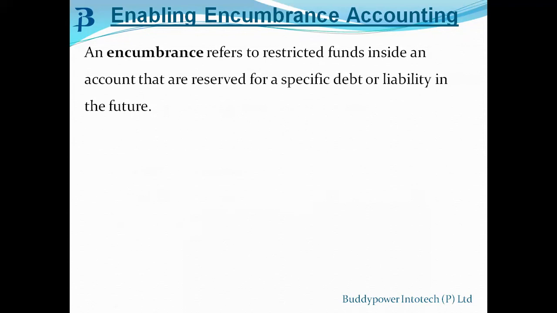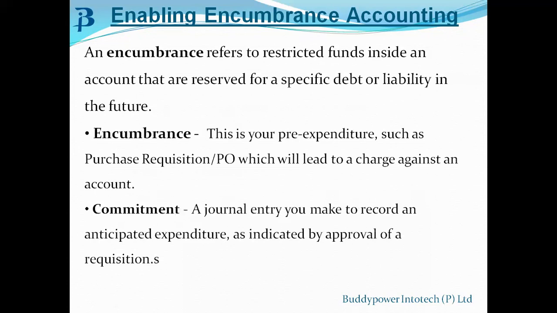So those are the examples for encumbrance. Now, before we understand what encumbrance accounting is, let us understand three terms: the encumbrance, commitment, and obligation. As I already said, encumbrance is your pre-expenditure, such as a purchase requisition or a purchase order, which will lead to a charge against an account. Then comes the commitment. A commitment means you make a journal entry to record an anticipated expenditure as indicated by the approval of a requisition. Basically, it's an encumbrance you record when you complete a purchase requisition. So the requisition amount is called the commitment.